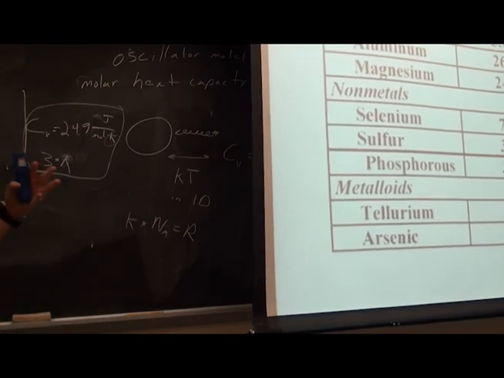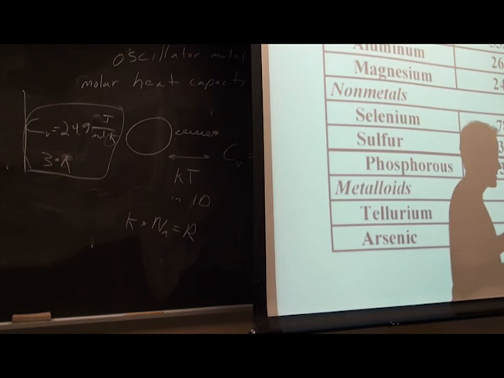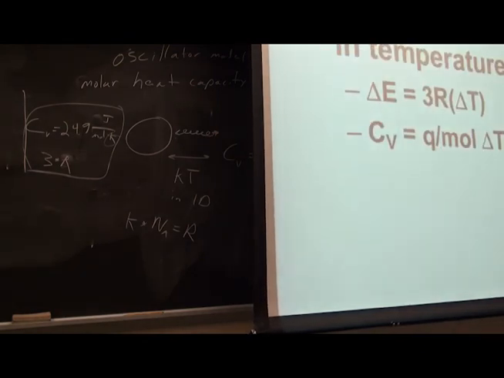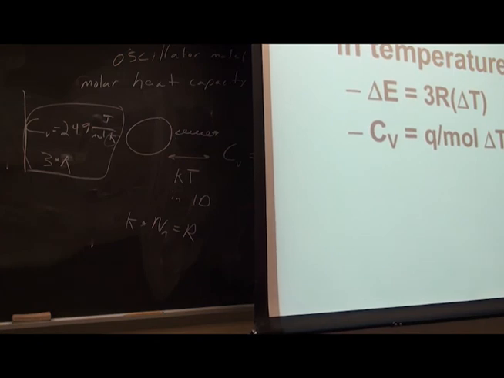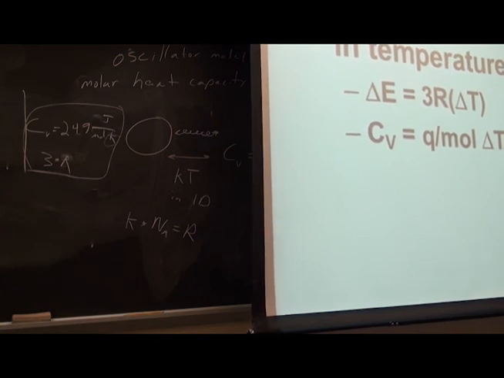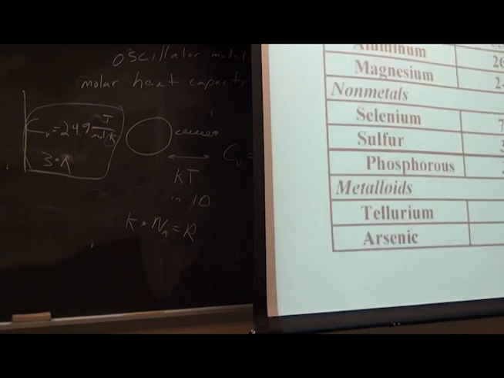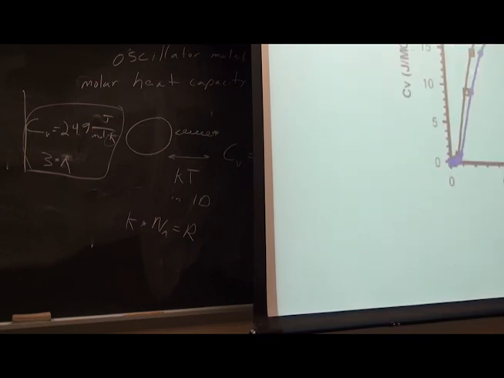So just remember, the most important part of this is, what is it in 1D? What's the energy in 1D? So it's either kT or RT. What's the energy in 3D? 3kT or 3RT. How do you get this number? 3 times R is this, and this decrease. Why do some materials decrease while other materials would have a flat line right here?